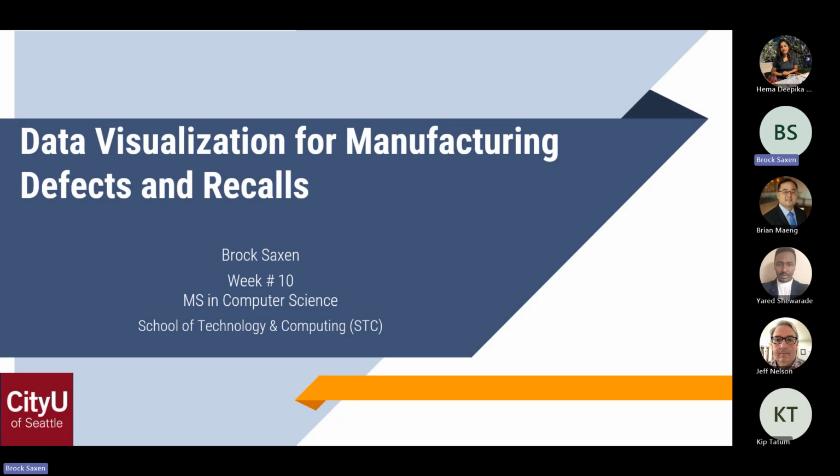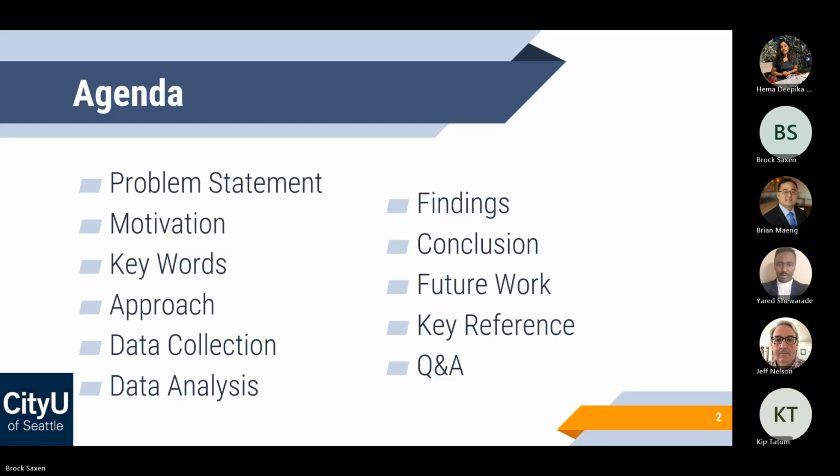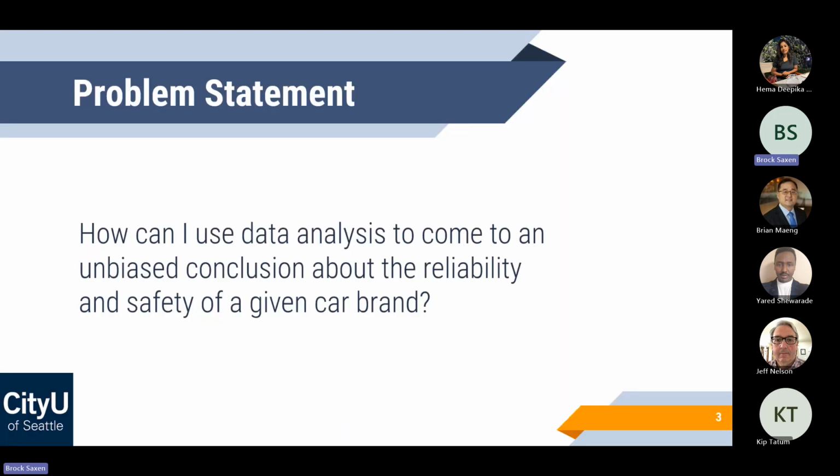So this project was done on data visualization for manufacturing defects and recalls related to automotive manufacturers. And how can I use data analysis to come to an unbiased conclusion about the reliability and safety of a given car brand? A lot of information that's readily available for consumers is going to come from some sort of biased media outlet or paid promotion. And this is an unbiased look at the reliability and recall information regarding cars.